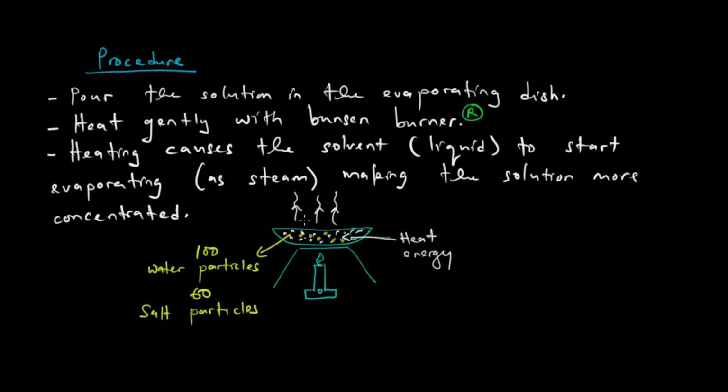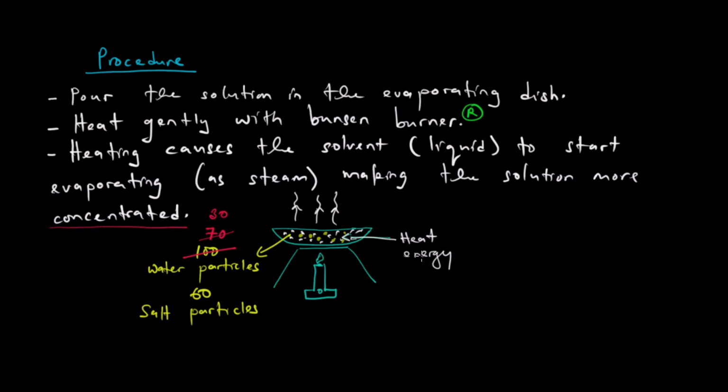So let's say when we start the evaporation, 30 water molecules escape, so there remain 70, but the 60 salt particles will remain the same. So we are going to have water particles reducing in number due to evaporation, while the salt particles remain the same. So we are going to eventually get to a point where we have fewer water particles and more salt particles. That increases what? It increases concentration.